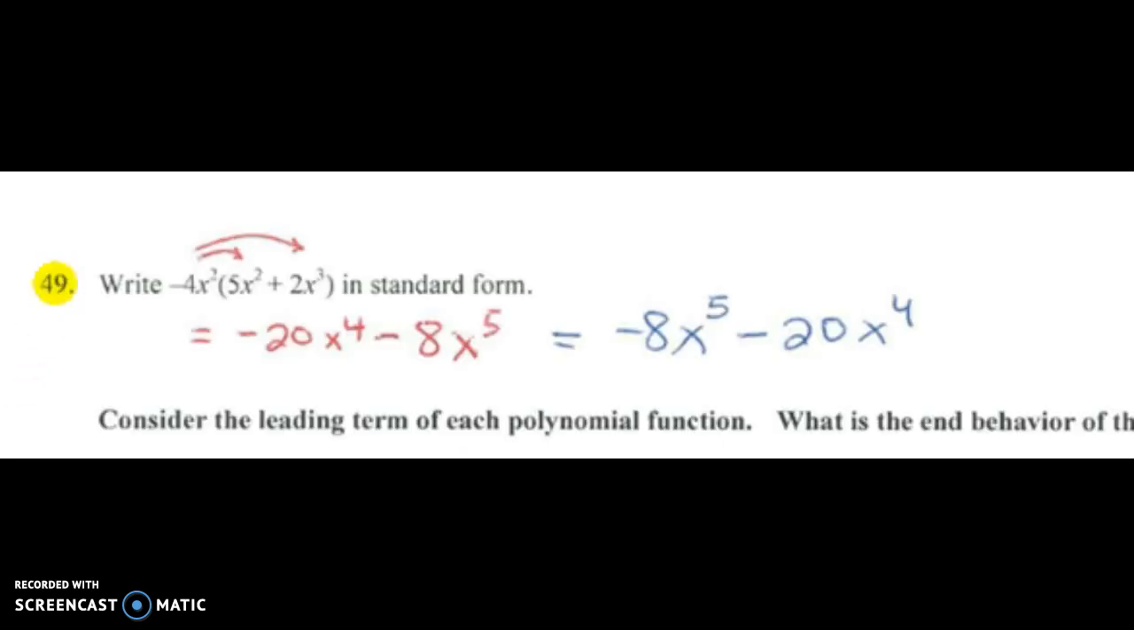In problem number 49, I'm going to use the distributive property. I am going to distribute negative 4x squared to everything. That's how I got this. It says standard form. That means my exponents must be in order. X to the 5th comes before x to the 4th.